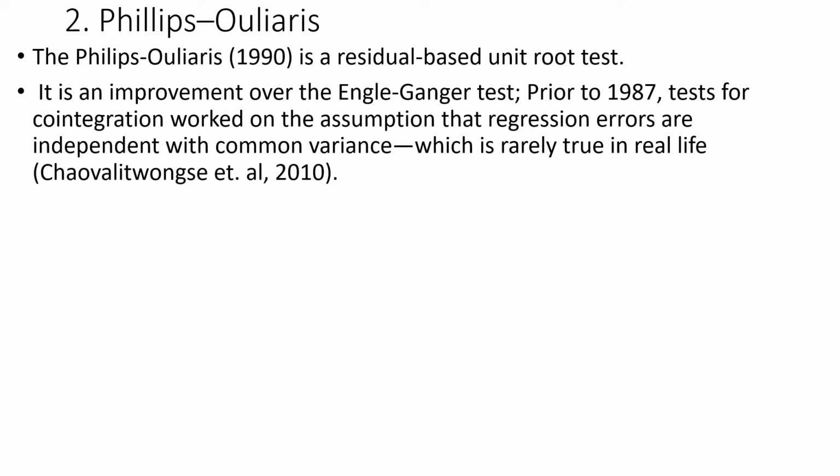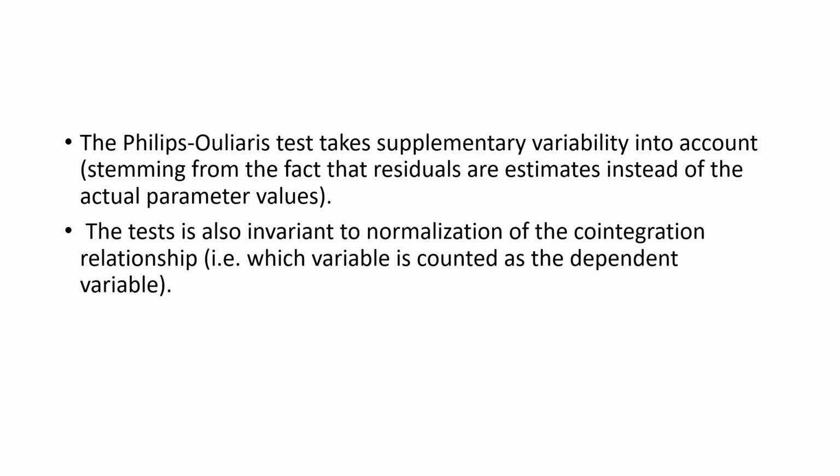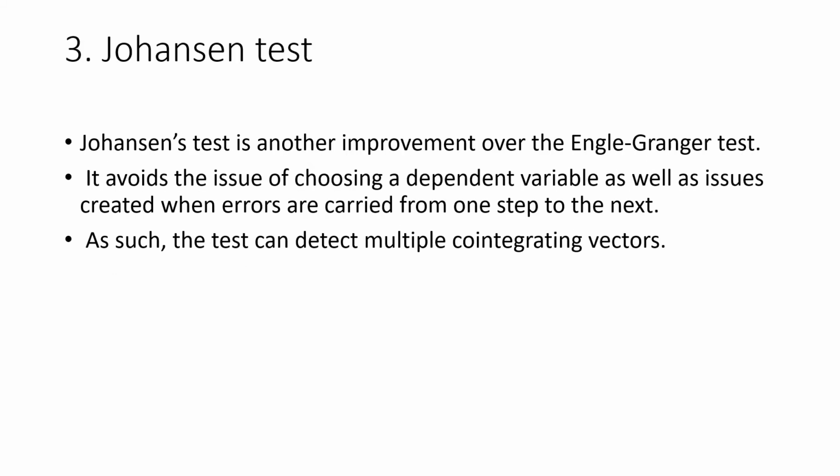Okay, here the assumption is that the regression errors are independent with common variance. And here the null hypothesis is that there is no cointegration, as in the case of the earlier test. Here also the alternative hypothesis is that there exists cointegration. And this particular test takes a supplementary variability into consideration, and it is considered to be invariant to normalization of the cointegration relationship.